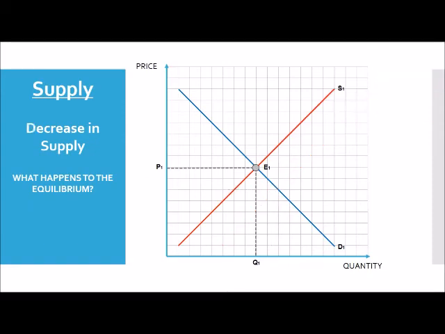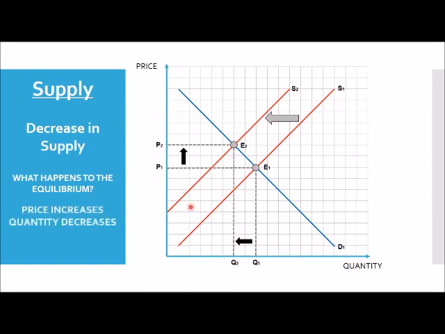And finally, a decrease in supply. A decrease in supply means that less is being supplied at every price point. We had a number of different things that could cause this, but we have a new equilibrium point right here. Now, at our new equilibrium point, what's happened to our price and quantity? Well, what we find is that from our old equilibrium, our price has gone up. It went from P1 here up to P2 at our new equilibrium point. And what's happened to our quantity? Our quantity has decreased. It's gone from Q1 down to Q2. And so our price has increased, but our quantity has decreased.